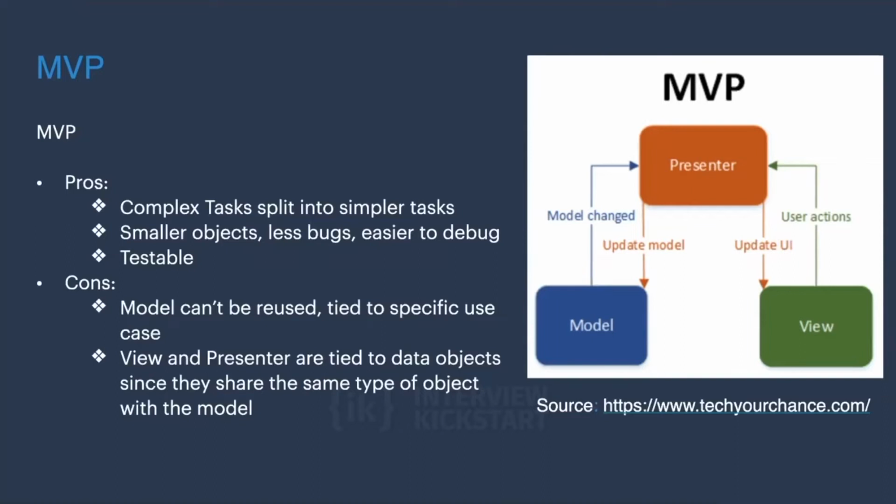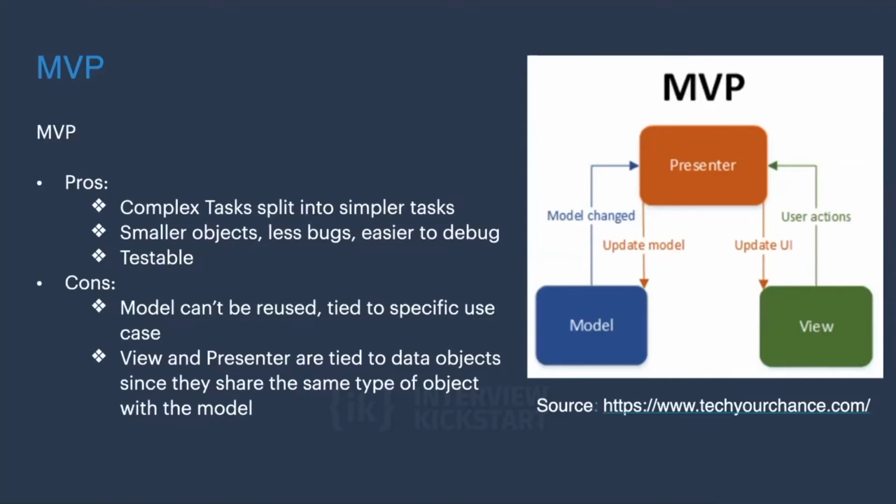In this case, the user is saying, hey, I want to see the event details. The presenter asks the model, hey, where is my event detail? The model says, this is your event detail. The presenter says, all right, I have the event detail, I start the new activity, and this is the data, and the view will just show the data. So the pros: complex tasks are split into simpler tasks and smaller objects, with fewer bugs, easier to debug, and testable.